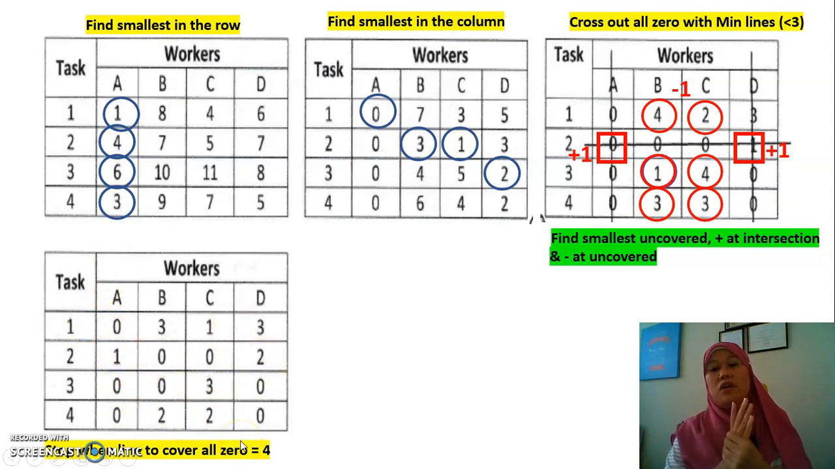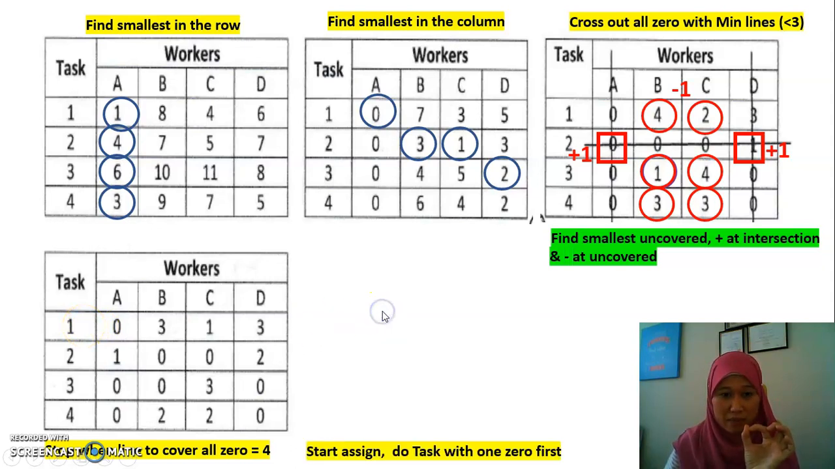If I cannot go less than 4 lines to cover all zeros, I need to stop. So in this case, I can assign straight. What you need to do is find in each row which one has the single zero, because it's easy to assign. For the first case, I think task 1 is very easy to assign.